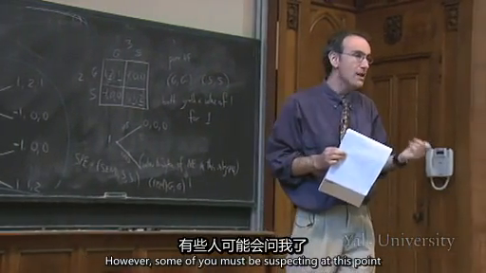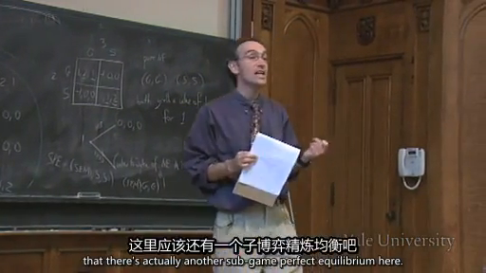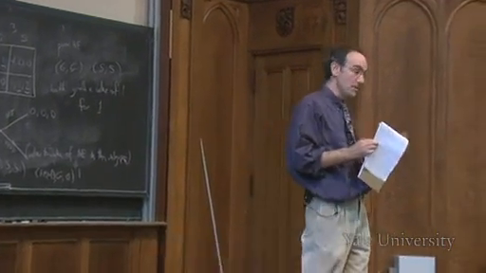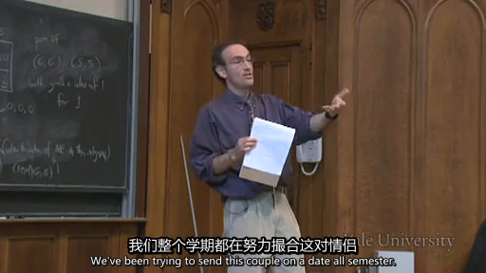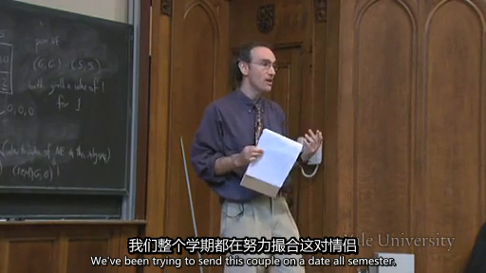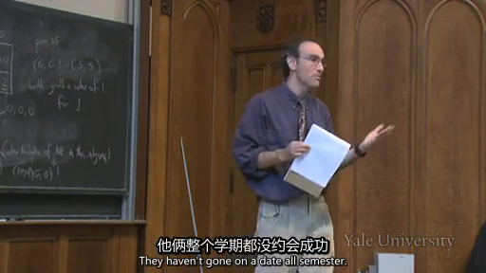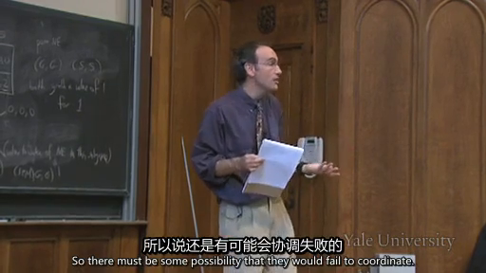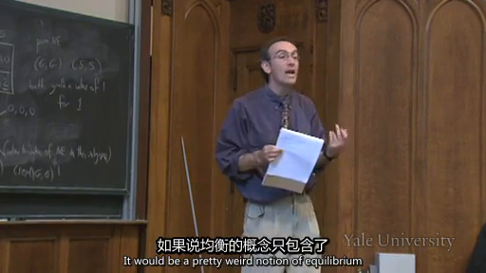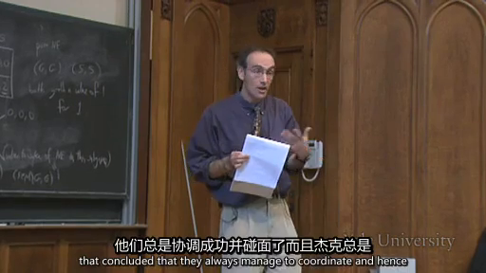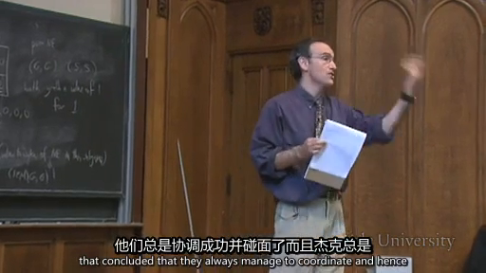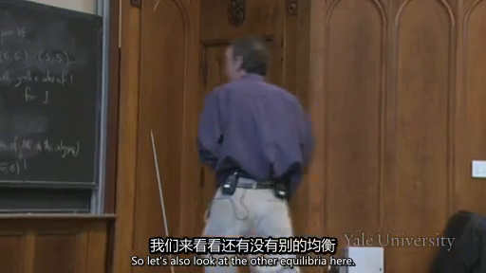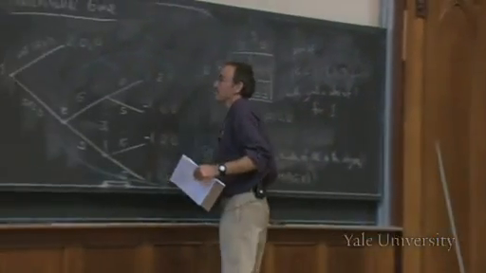However, some of you must be suspecting at this point that there's actually another subgame perfect equilibrium here. How do we know that? Well, just think about this game. I mean, we've been trying to send this couple on a date all semester. They haven't gone on a date all semester. I'm embarrassing them now, but they haven't gone on a date all semester. So there must be some possibility that they would fail to coordinate. And it would be a pretty weird notion of equilibrium that concluded that they always managed to coordinate, and hence Jake always wants to send them. Is that right? So let's also look at the other equilibria here.